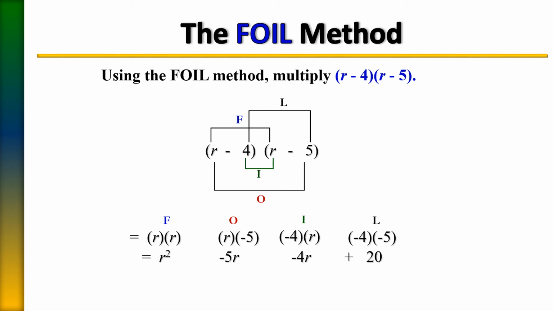Next, we want to combine outer and inner because outer and inner are like terms. Negative 5r combined with negative 4r. Signs are the same. Keep the sign and add the numbers. That's going to give me negative 9r, which gives me a final answer of r squared minus 9r plus 20.